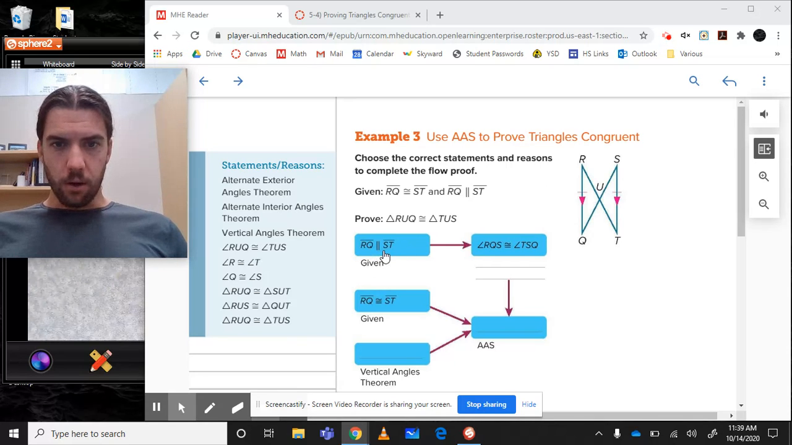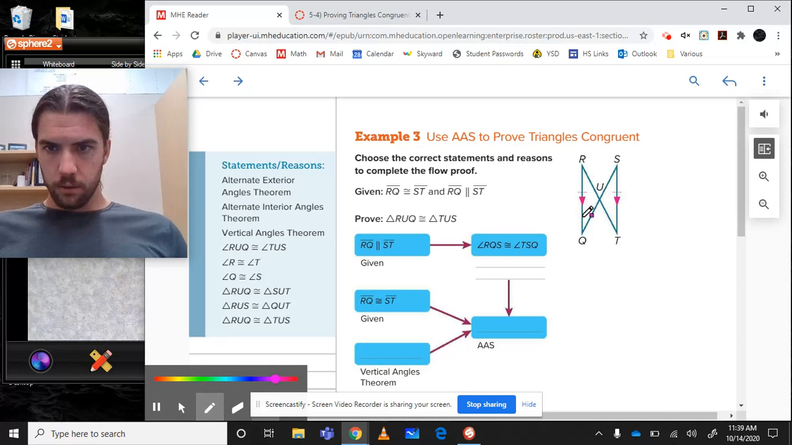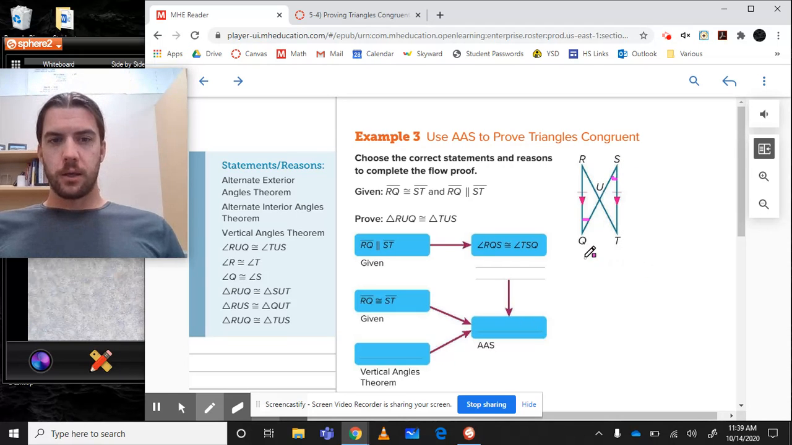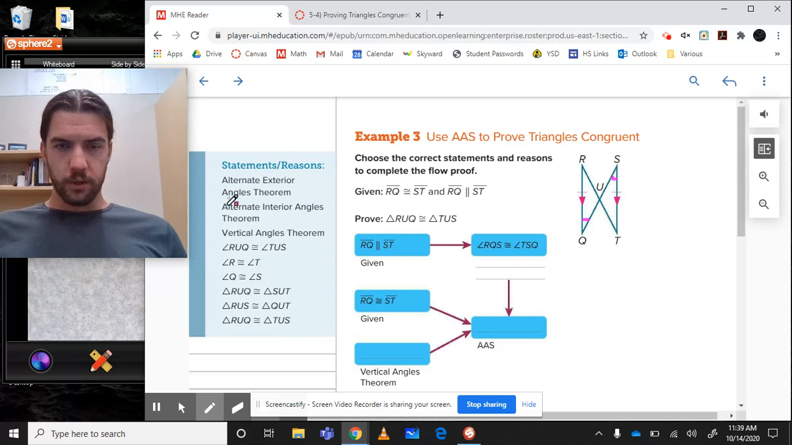So given that they are parallel, what can we say about angle RQS and angle TSQ? So RQS is this guy here. So RQS is here, and TSQ is here. Well, can you identify out of these right here which one of these would describe what kind of partnership these two angles have with each other? What is their relationship to each other?